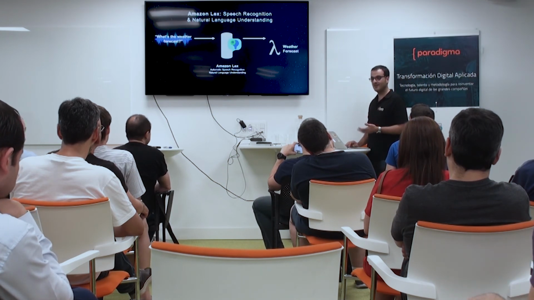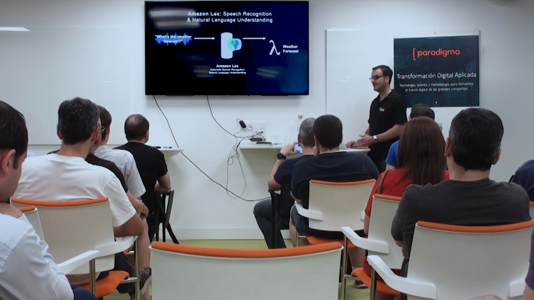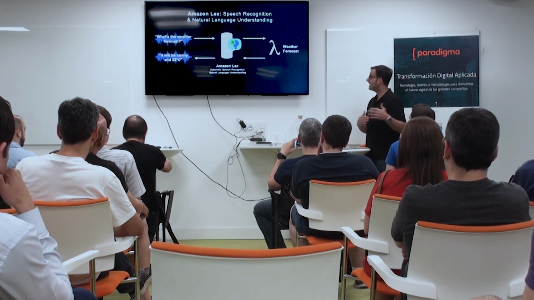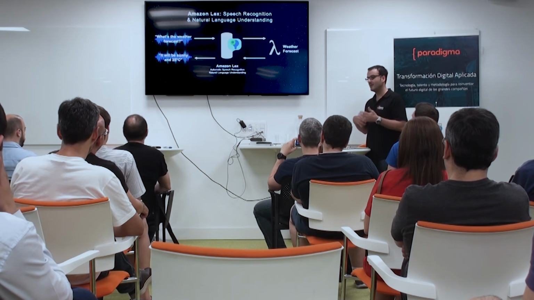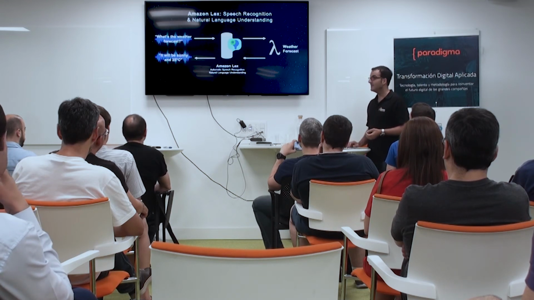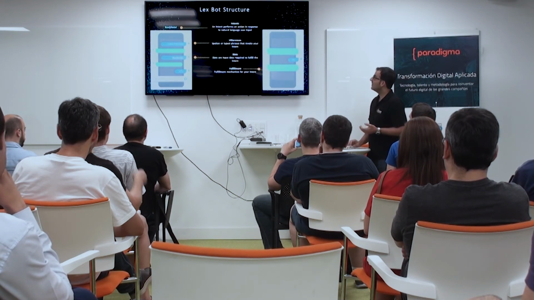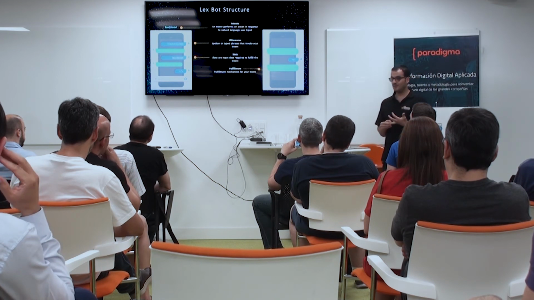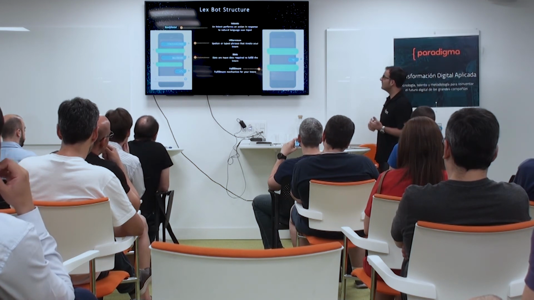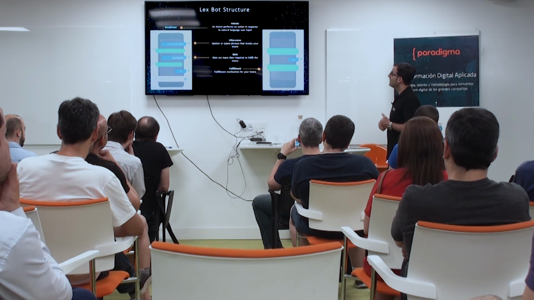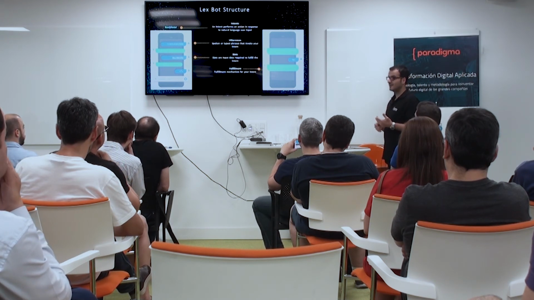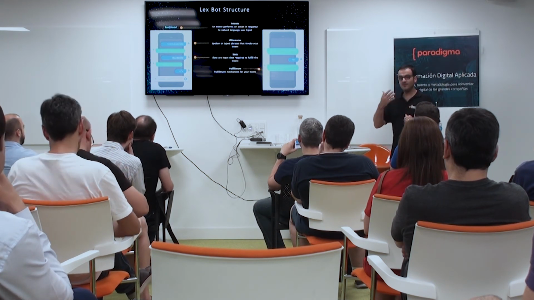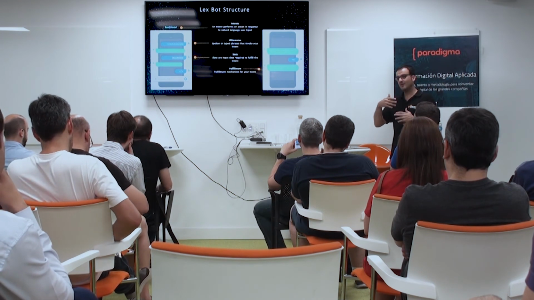This is natural language understanding: understanding the intent, what you want to say, and then you can program what you want to answer back. So basically when you are going to build a bot, first of all you configure your utterance. That is basically the words that are going to define the intent.